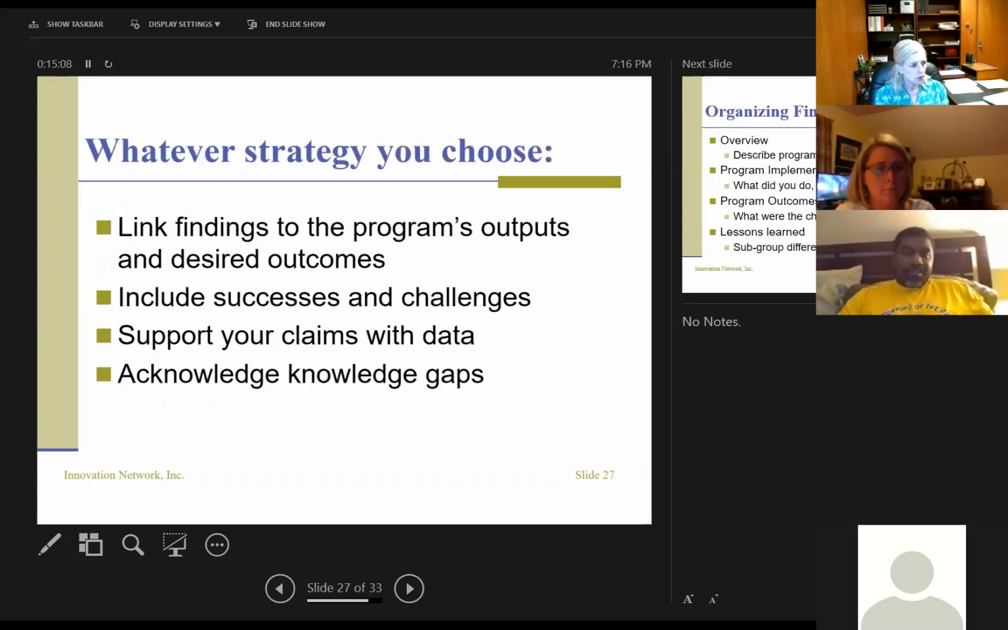It's always important, no matter what strategy we use, that whatever data we're analyzing really helps us determine whether or not we're meeting our outputs or our desired outcomes, and should include the areas where we're strong as well as some areas where we're challenged. We also need to make sure that any assertions we're making about a school or program are actually supported by the data. Okay?